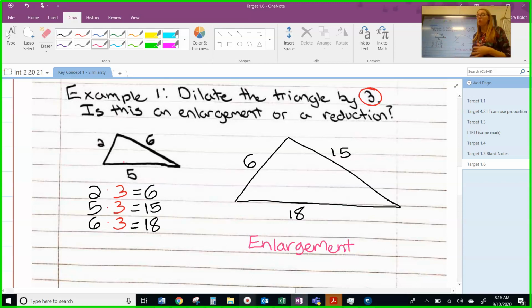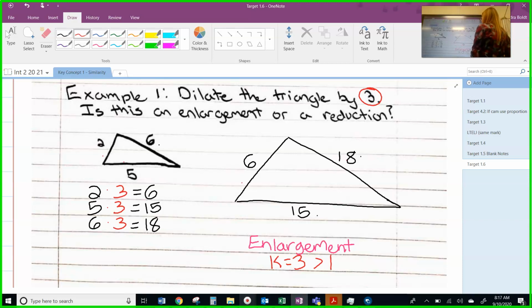First of all, because all of these numbers are bigger. 6 is bigger than 2, 15 is... Oh no. Sorry about that. We should put the sides corresponding. This side is 15. This side is 18. Sorry about that, guys. 6 times 3 is 18, and 5 times 3 is 15, right? So I get bigger numbers. Also, because my scale factor, K equals 3, is bigger than 1. So either reasoning, you can say, oh, it looks bigger, but also remember when your scale factor is bigger than 1, then it's an enlargement.